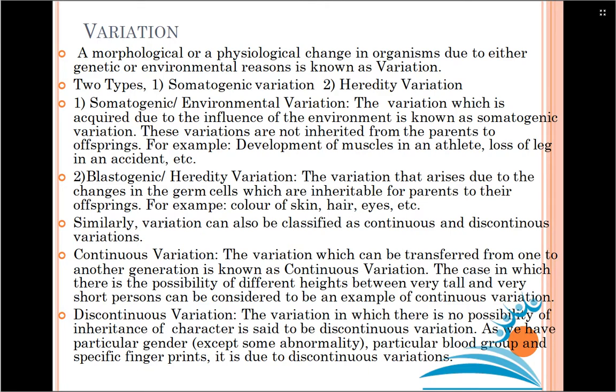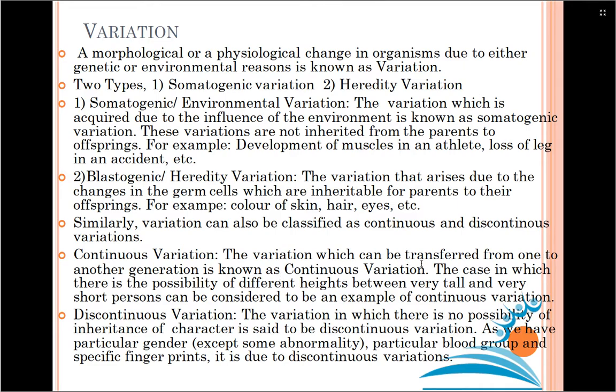And another basis of classification of variation is whether it is continuous, transferred from one generation to another, or it will not transfer. So based on that, there are two types of variation. One is continuous, and the other is discontinuous variation. Since the topic is continuous, that means this variation will transfer from one generation to another. But this kind of variation occurs on a small scale, so people may not notice it.